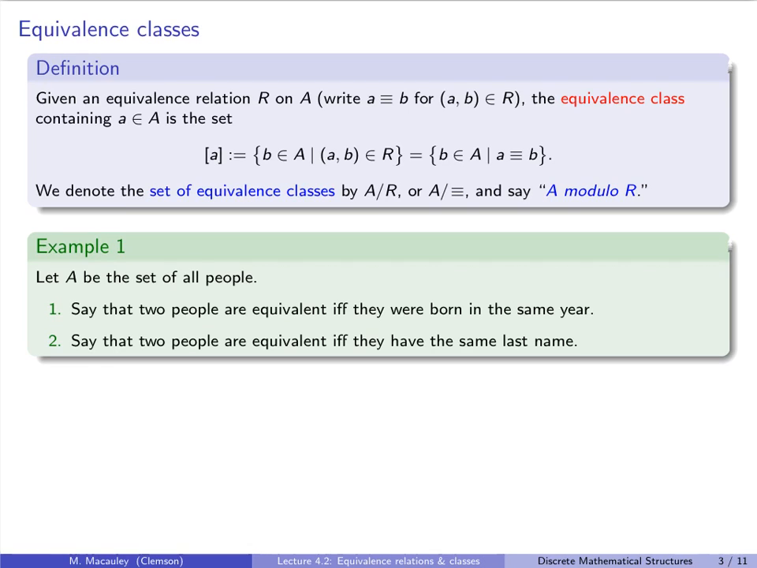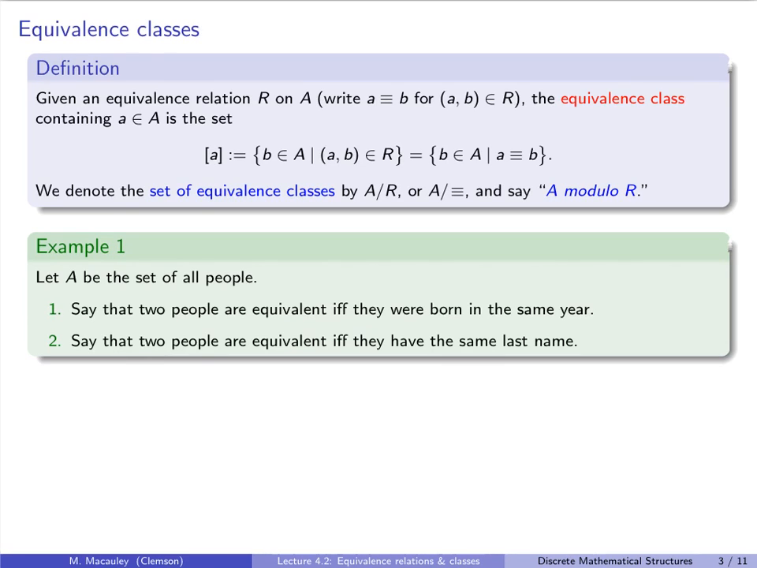Let's do a second example with the same set. This is a different equivalence relation on the set of all people. Let's say that two people are equivalent if and only if they have the same last name. That is also obviously reflexive, symmetric, and transitive. And now the equivalence class containing a particular person, A, is the set of all people with the same last name as that person.